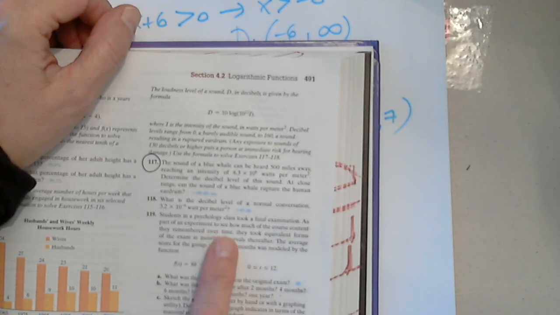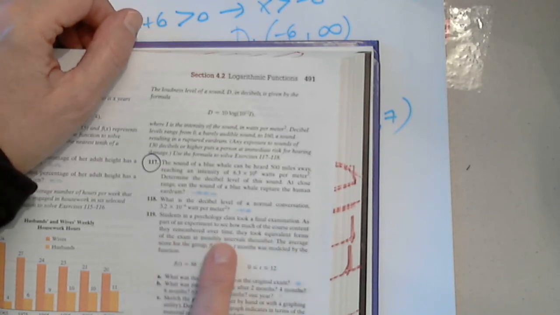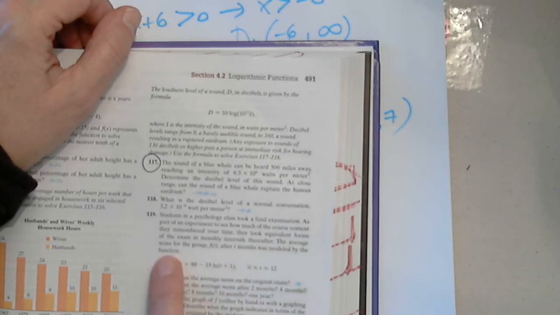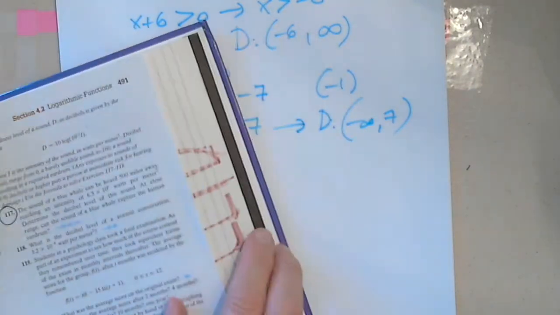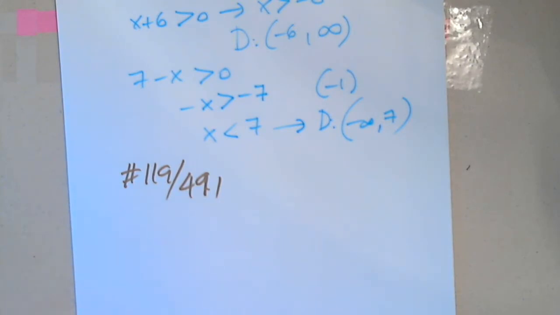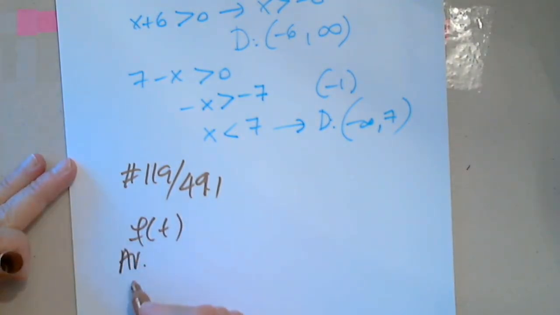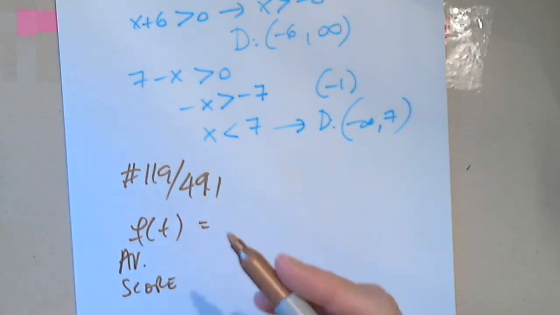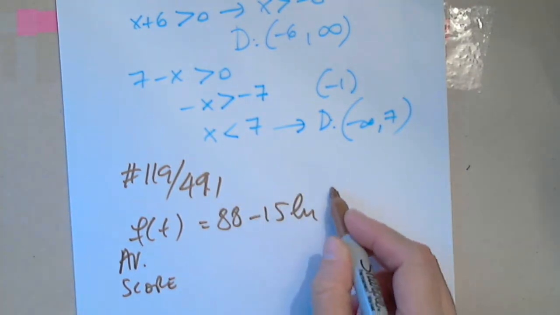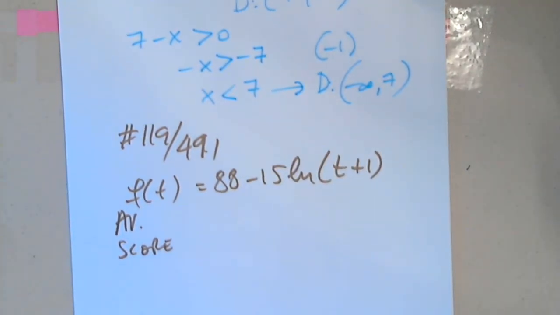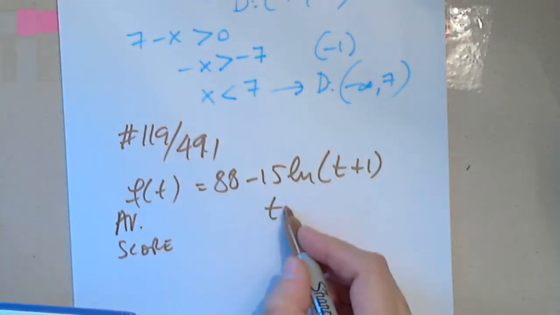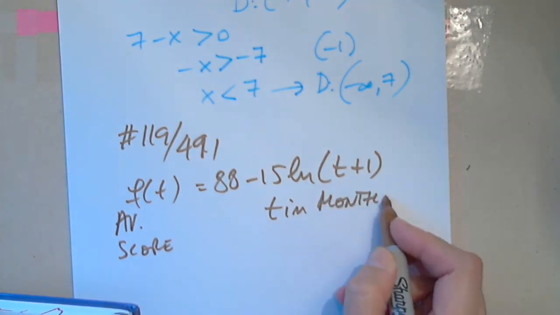As part of an experiment to see how much of the course content they remembered over time, they took equivalent forms of the exam in monthly intervals thereafter. The average score for the group, f of t, now at this point I have to take notes. f of t, average score for the class, is 88 minus 15 natural log in parentheses t plus 1, after t months, so t in months. Okay.